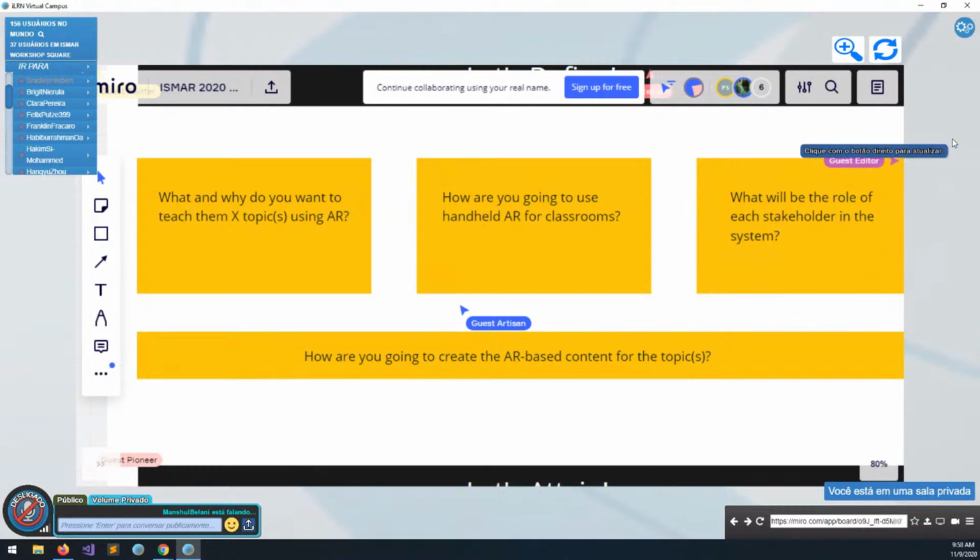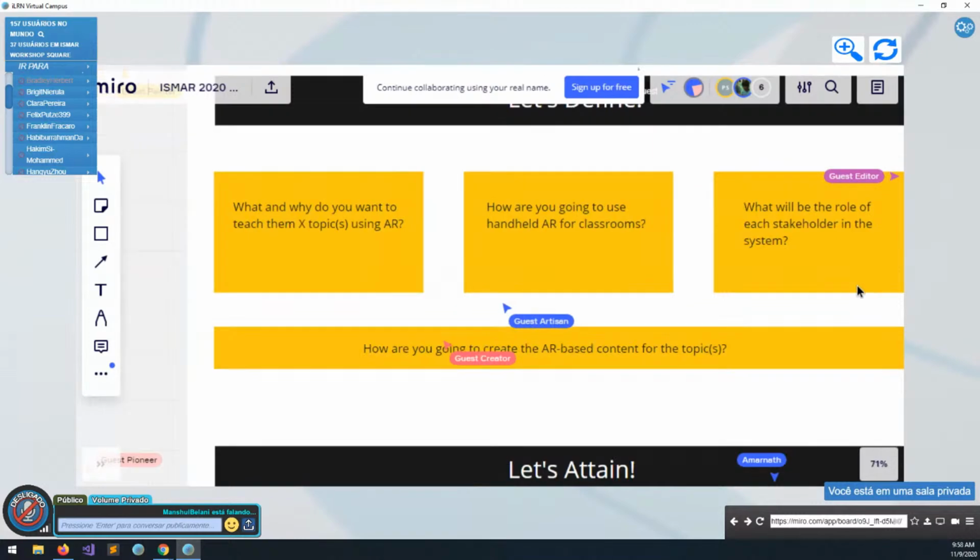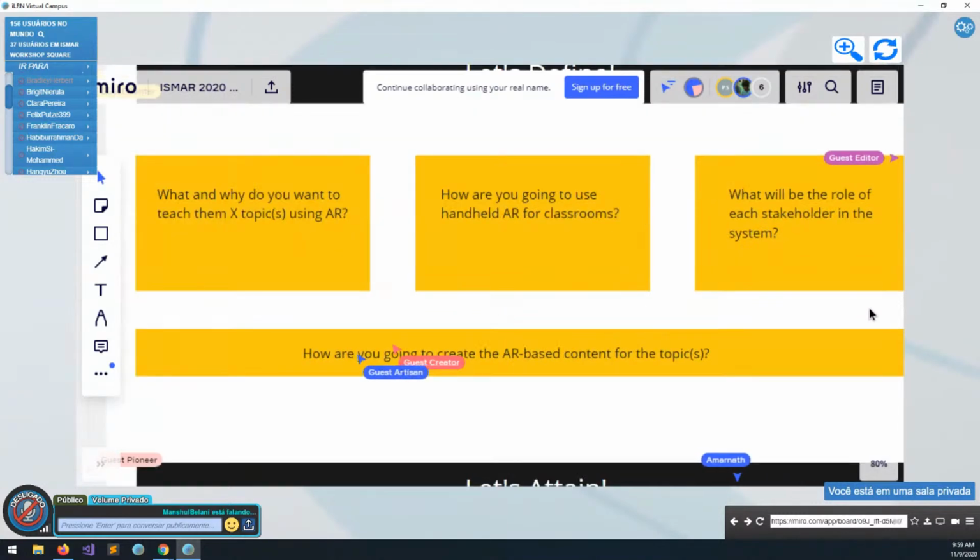So I think we can go ahead and start shooting ideas. I think the first question is that we need to have a focused brief as to what we are creating the handheld solution for in a classroom. So I think we should have a subject that we want to teach using AR.